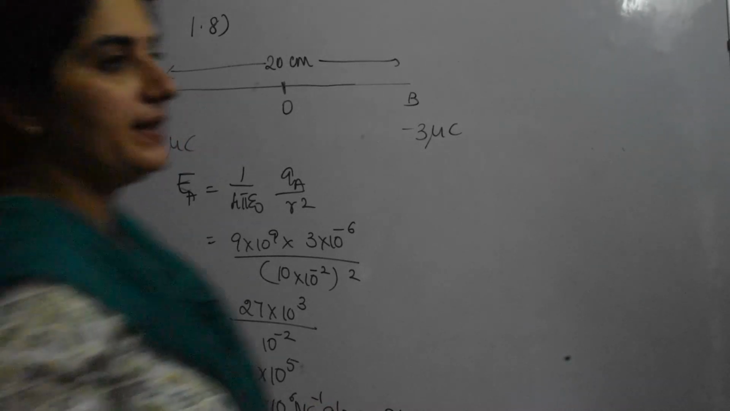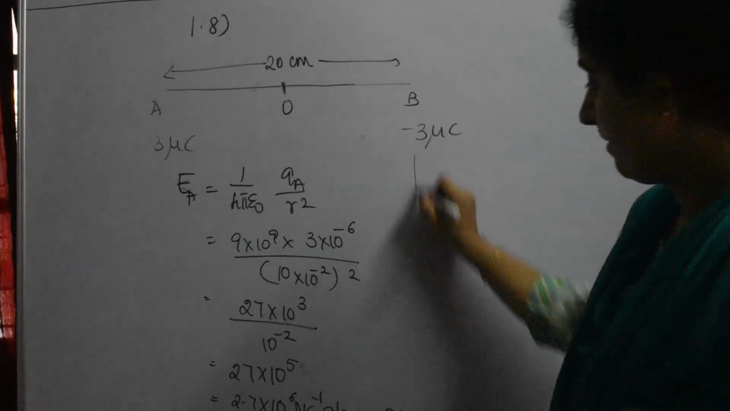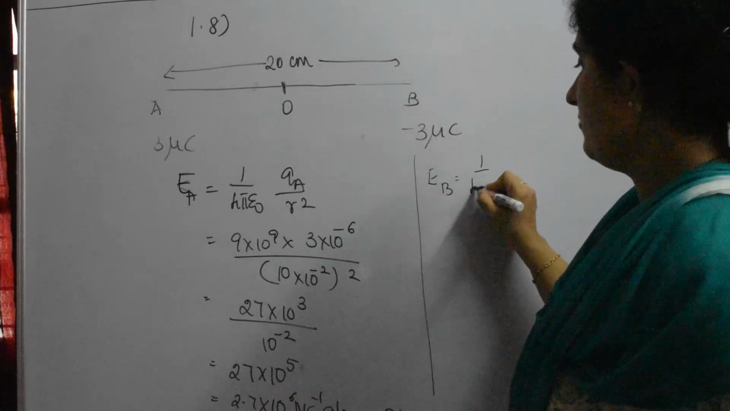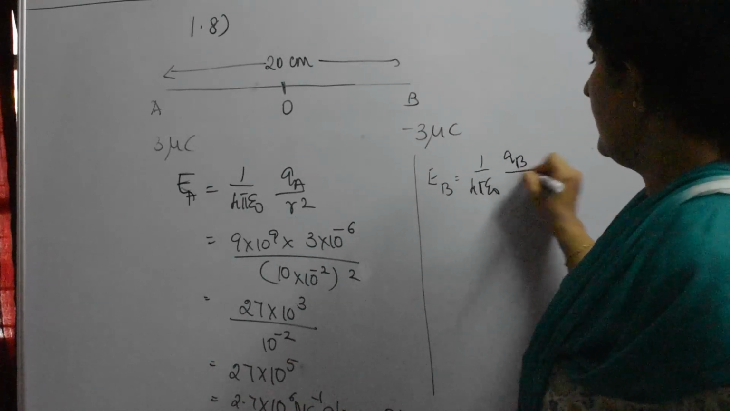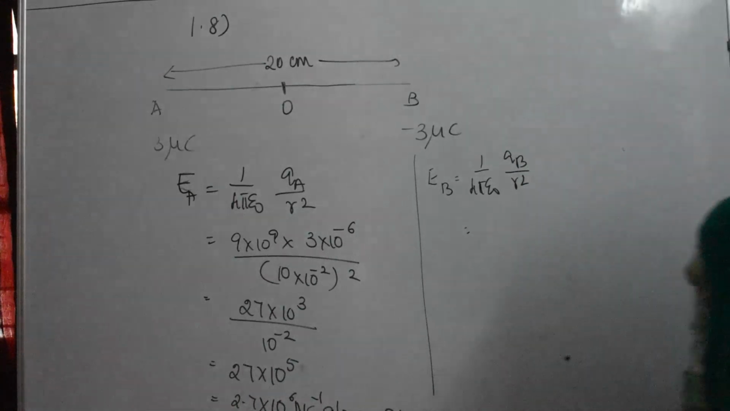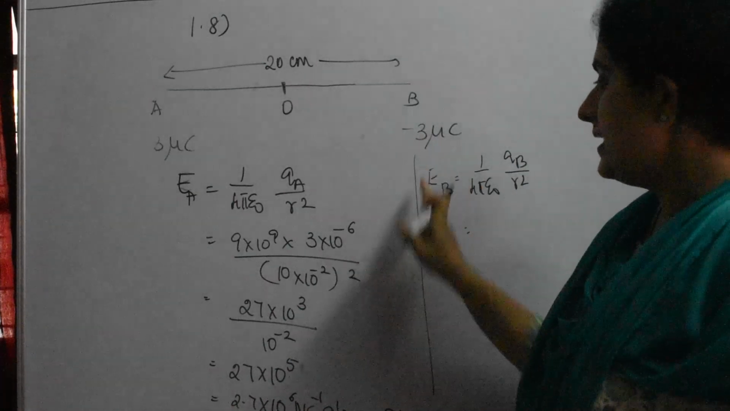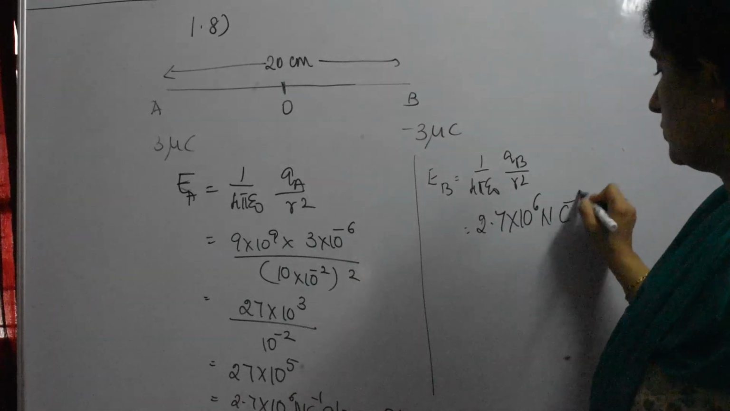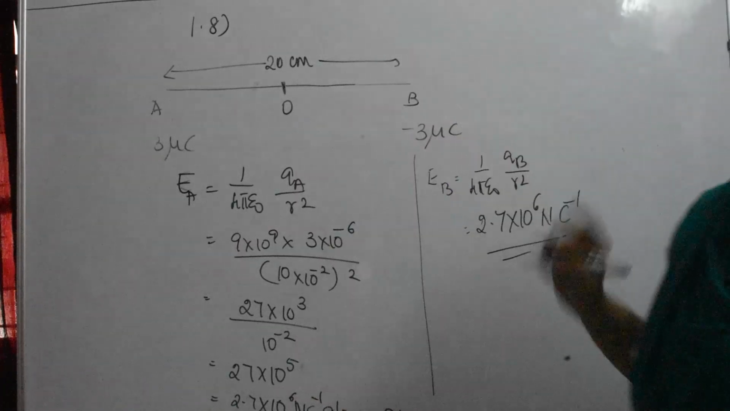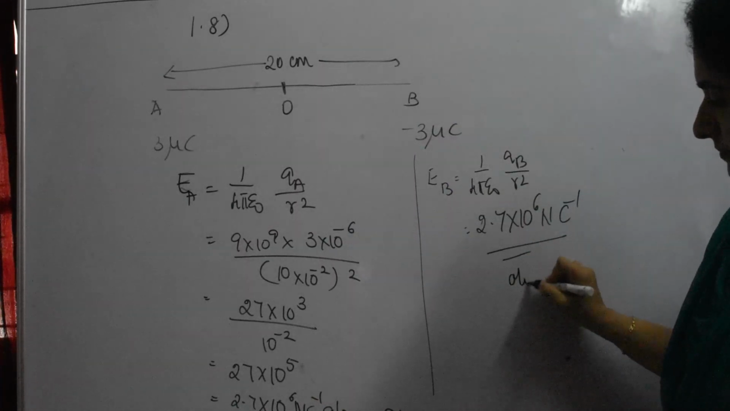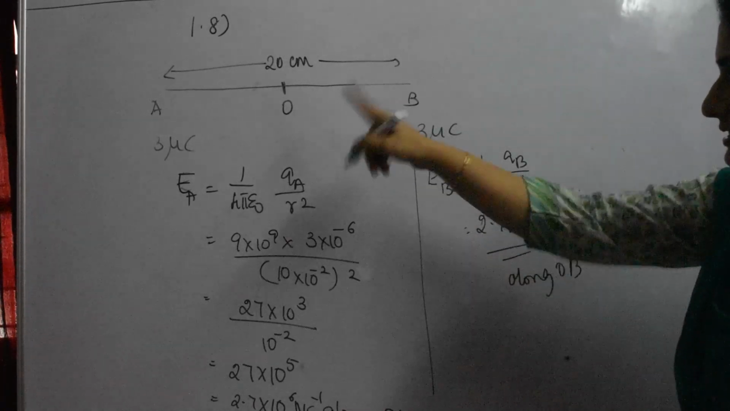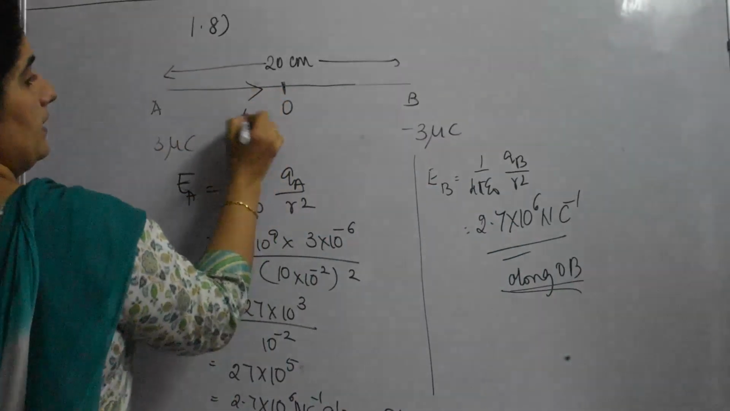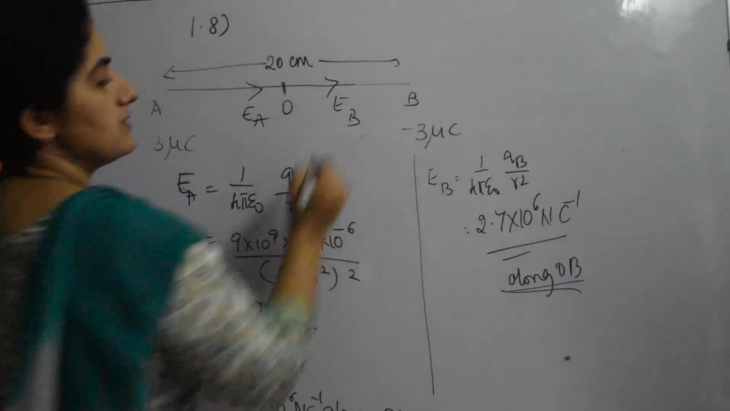So next is EB. It is again the same, 1 by 4 pi epsilon naught QB by R square. Again the same, you get 2.7 into 10 to the power 6 Newton per Coulomb. This is also again along OB, because positive and negative. So you have this direction EA, EA also like this, EB also like this.